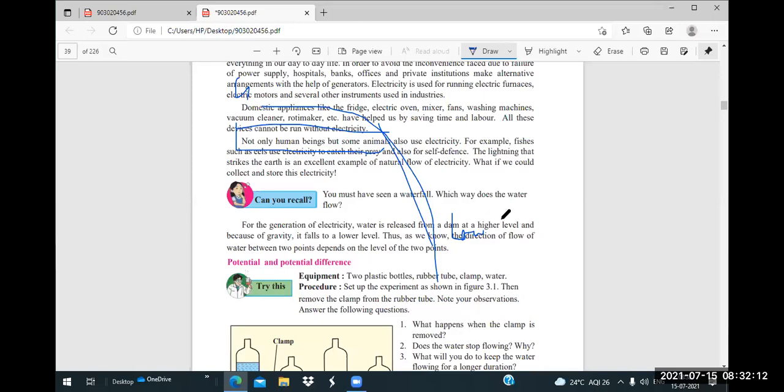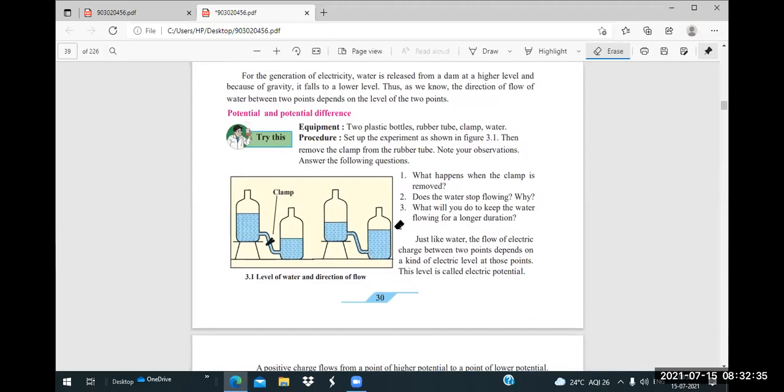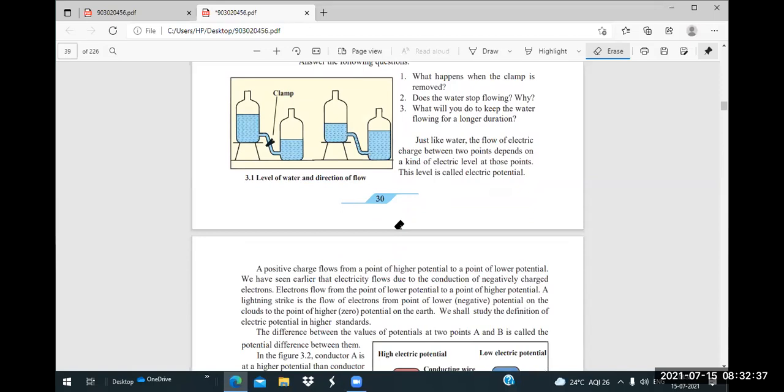The same is true of electricity. The direction of flow of water between two points depends on the level of the two points. Suppose both are at the same level, then it will not flow. The water will be stable. But when there is a difference between levels, then it can flow easily. And the same thing happens with electricity, and that is called electric potential.